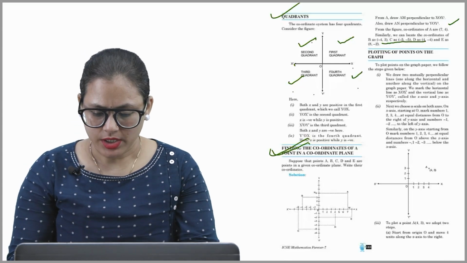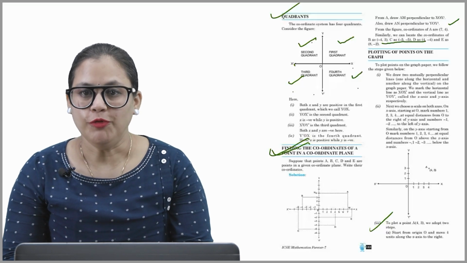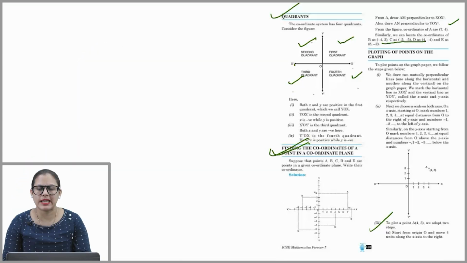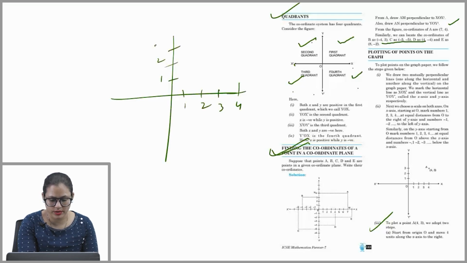Okay. 3, to plot a point A(4, 3), we adopt 2 steps. A, start from origin O and move 4 units along the x-axis to the right like this. 1, 2, 3, 4. Here -1, -2, -3, -4.